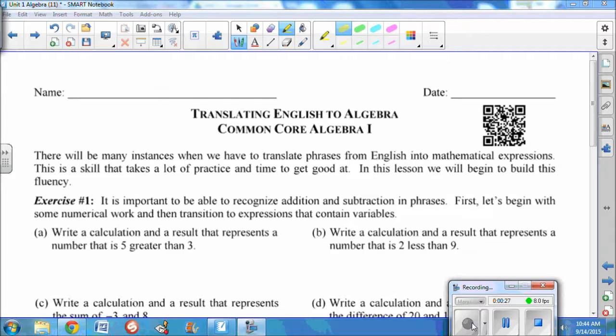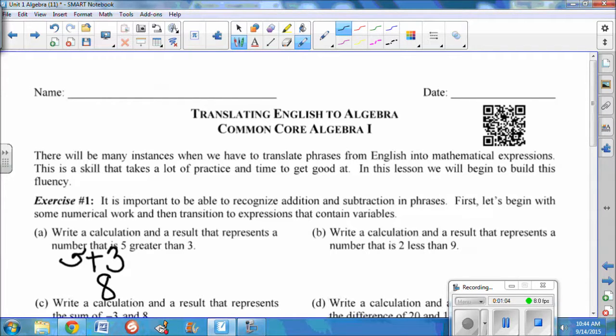If we look at exercise 1A, it says write a calculation and a result that represents a number that is 5 greater than 3. If you just read 5 greater than 3, you would be misled. So it says write a calculation and a result that represents a number that is 5 greater than 3. So we want to say 5 plus 3. There's your calculation with your result.